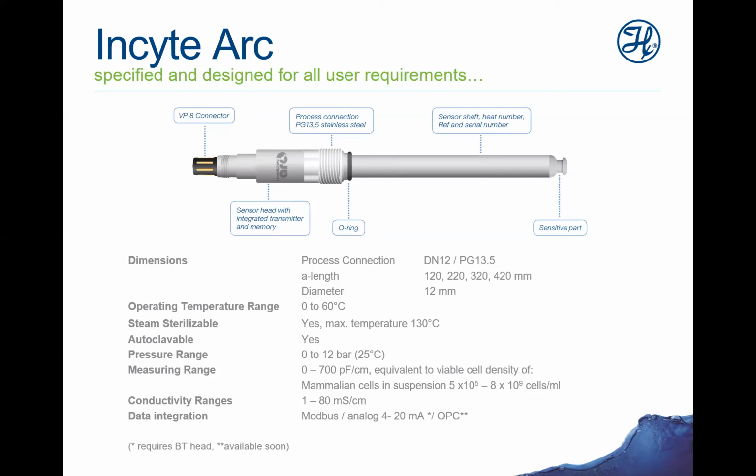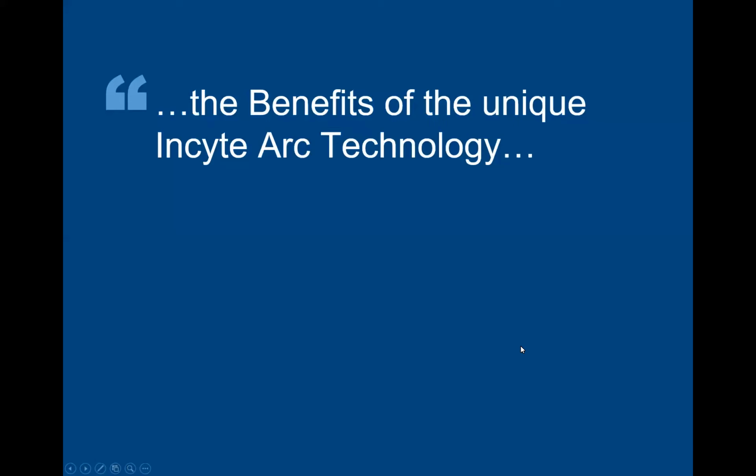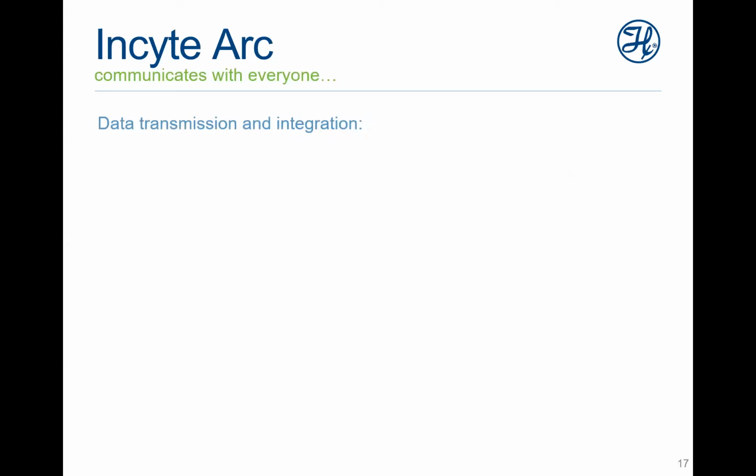The measuring range is wide. For mammalian cells, it is from 500,000 cells per milliliter up to 8 times 10 to the 9. So we have a very broad range here for mammalian cells. These are the specifications. And I mentioned already the Arc technology. This Incyte sensor is available with the Arc technology as well. And this brings some benefits for the user. I will show you some of them.